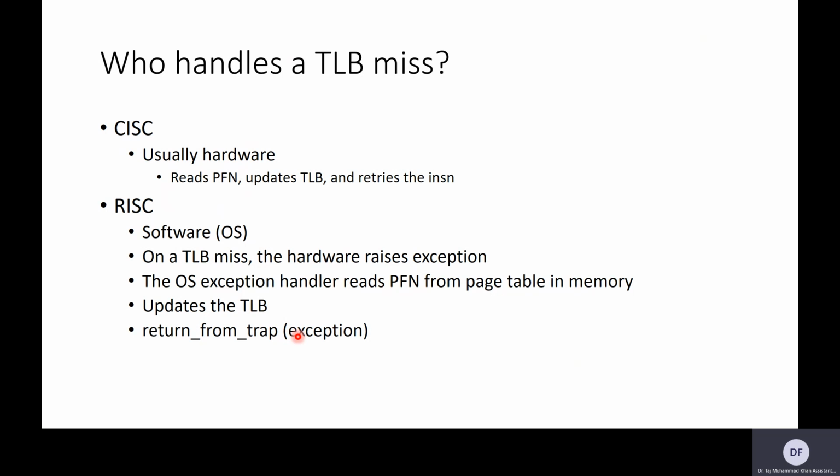Then it would return from trap or return from exception, and then it would execute the instruction which caused this exception again. So next time this instruction is executed, the MMU will find the physical frame number inside the TLB, and it would not raise an exception, and the execution will continue forward. So this is how TLB updates are handled in CISC as well as RISC architectures.